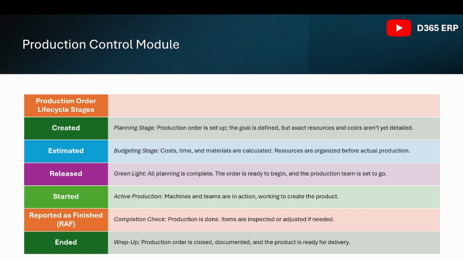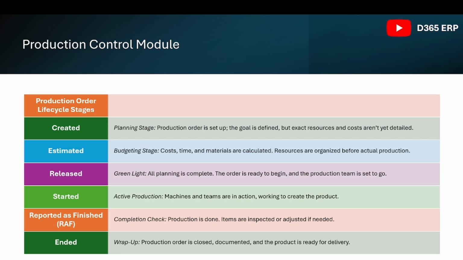And finally we reach the ended stage. This is a wrap up stage. The product is ready, everything is finalized and the production order is officially closed. So it's like the finish line where everything is completed, documented and ready for delivery. So these are the 6 stages of the production order life cycle.